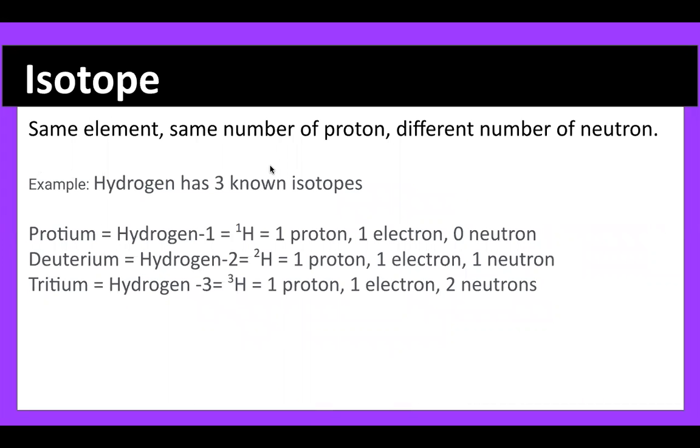Isotopes. Isotopes are the same element because they have the same number of protons. The only difference is they have a different number of neutrons, which also means a different mass. So for instance, here you will see protium, deuterium, tritium. They all have different masses: hydrogen 1, hydrogen 2, hydrogen 3, and so on. All right, moving on.